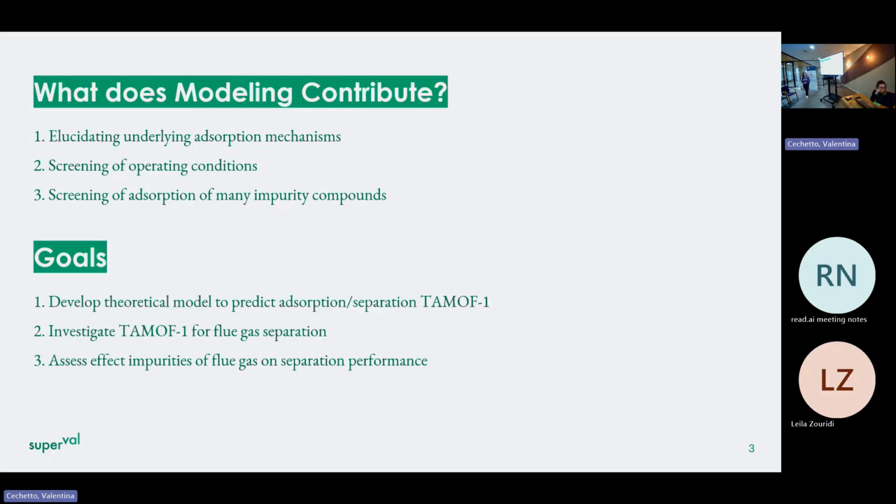So the specific goals of our project in this work are to develop a model that can predict the absorption in TAMOF1. Then we investigate TAMOF1 for flue gas separation and also assess the effect of impurities, so NOx compounds, on the separation.